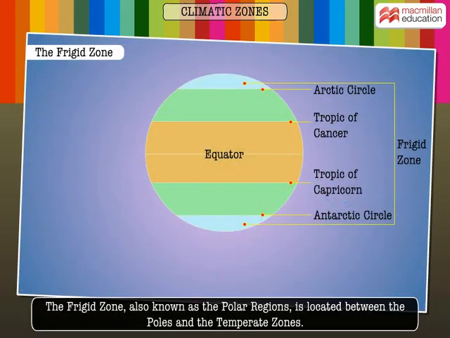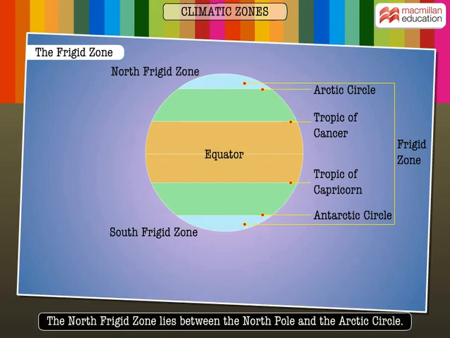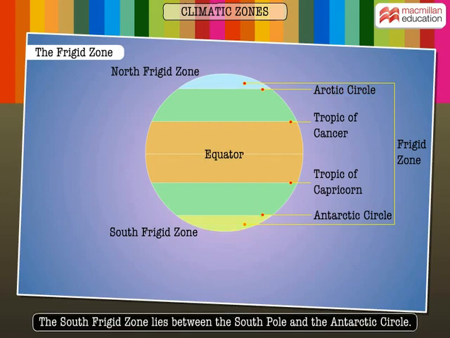The Frigid Zone, also known as the polar regions, is located between the poles and the temperate zones. There are 2 frigid zones, the North Frigid Zone and the South Frigid Zone. The North Frigid Zone lies between the North Pole and the Arctic Circle. The South Frigid Zone lies between the South Pole and the Antarctic Circle.